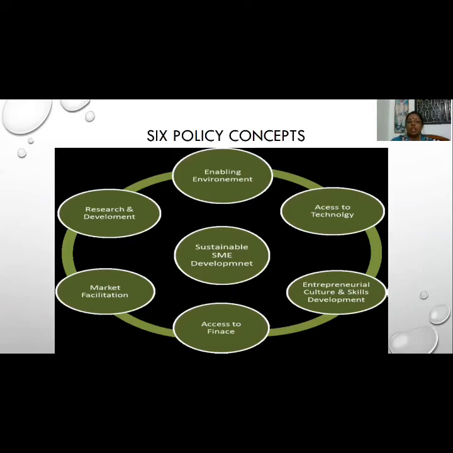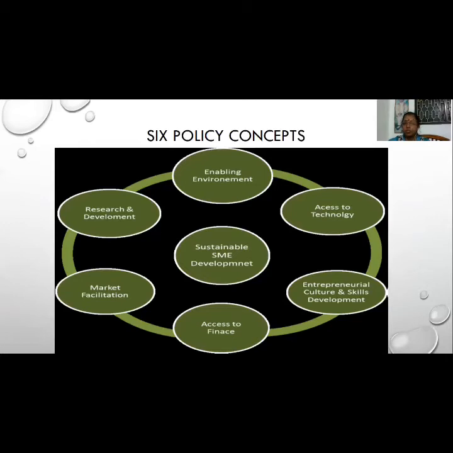And entrepreneur skill and culture development. They must be given more skills. It may be training, it may be any development activities. Then access to finance, as we know, increasing taxes, decreasing interest rates, these types of interventions, the activities regarding finance, and market facilitation, it's very important.